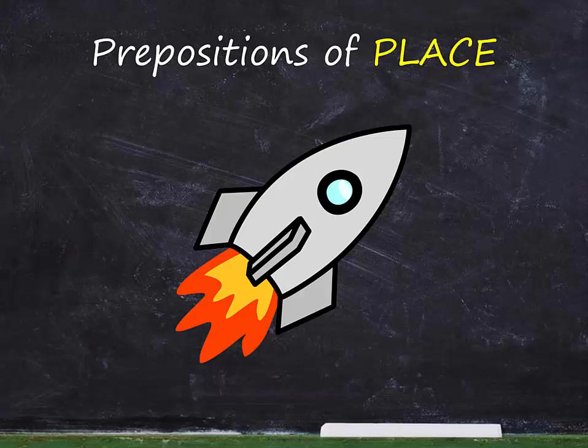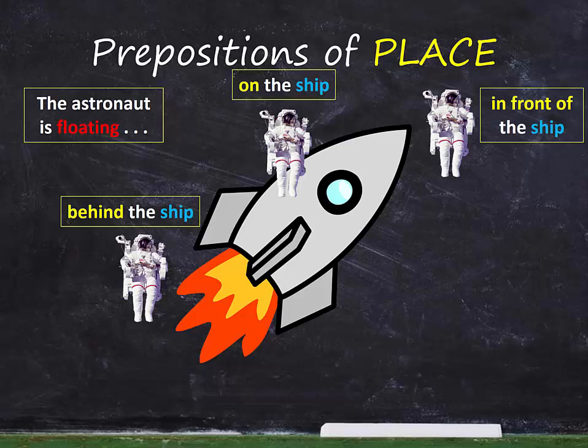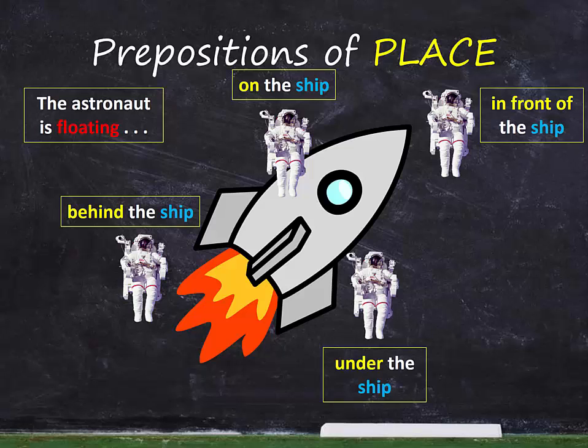Next, we have prepositions of place. The astronaut is floating where? On the ship, in front of the ship, behind the ship, under the ship, or in the ship.